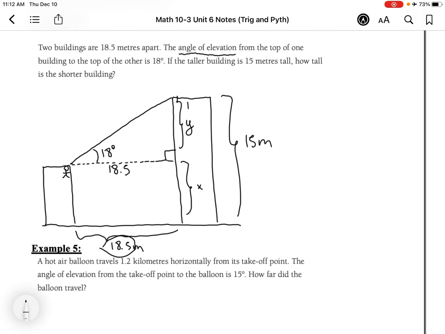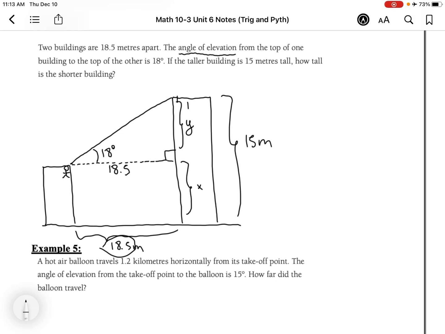I'm going to figure out what y is, and I can do that because I have in this right triangle an angle, 18 degrees, and a side, 18.5. So I can find y, and then I'd be able to find x because I know that x plus y has to equal 15 meters. Okay, so that's going to be my process. All right, so let's do it.